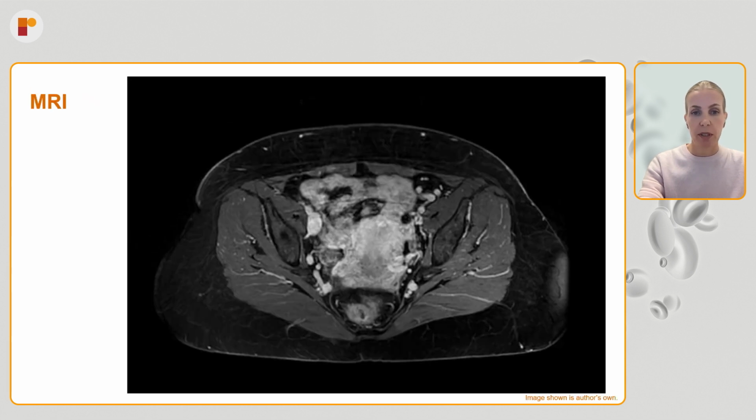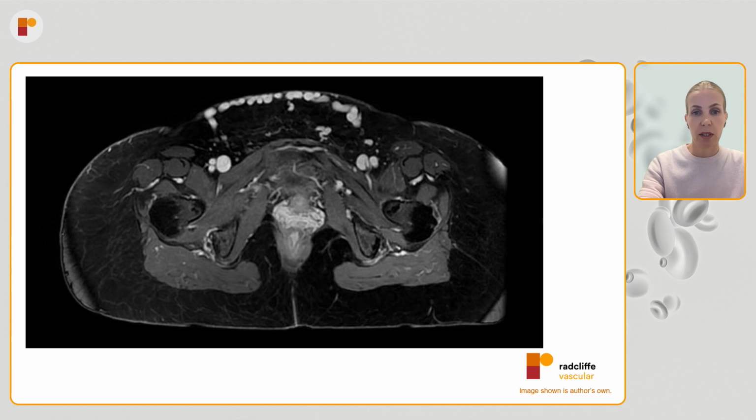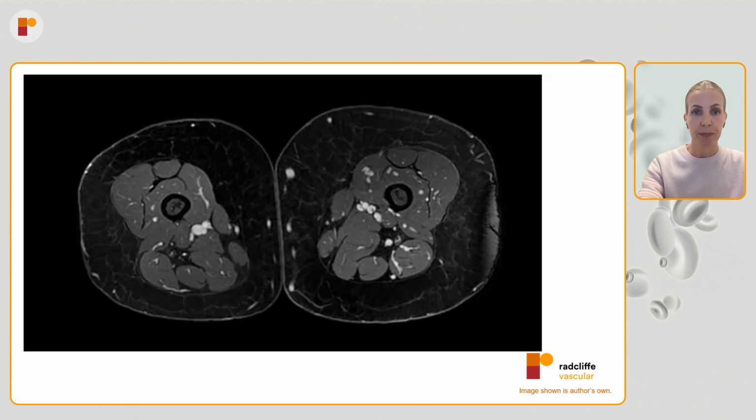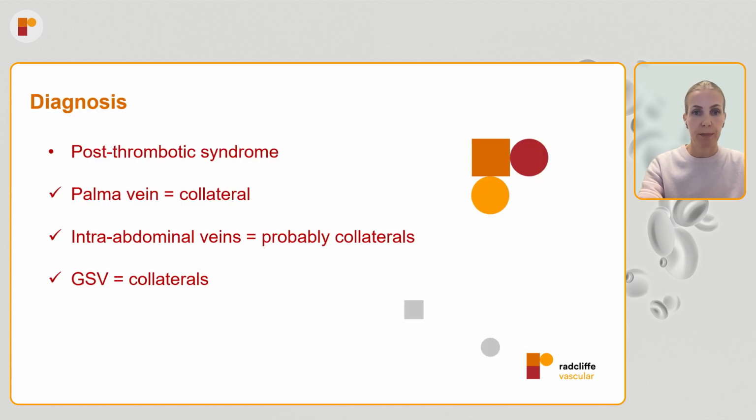We did an MRI, and we did indeed see that there were collaterals or pelvic veins, but you could also see that there is scarring in her iliac and common iliac vein. And you can see here very nicely her palmar vein, and the scarring in her femoral vein and popliteal vein just continues downwards into her leg. And you can see on this image also that she has quite a big GSV. So my diagnosis for her is that she has post-thrombotic syndrome, and that her palmar vein is a collateral, that her intra-abdominal veins could probably be collaterals too, and that her GSV is also a collateral.